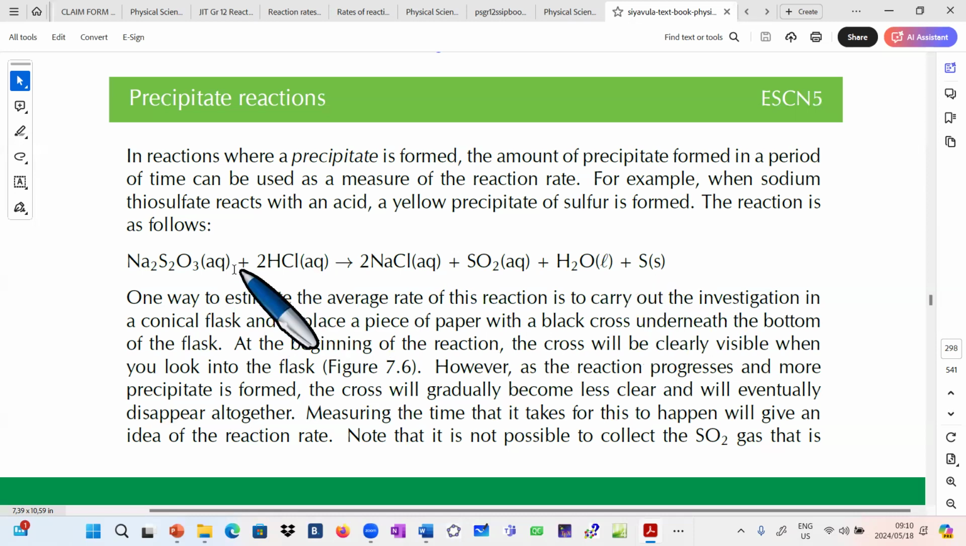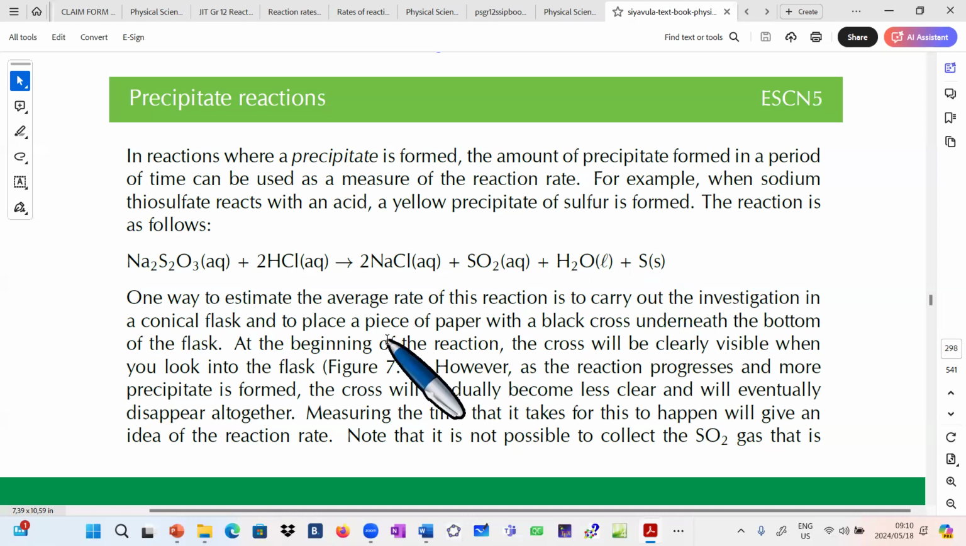So you take two substances, both in aqueous state, and you have sodium chloride in aqueous state, sulfur dioxide in aqueous state, water in liquid state, and also you have your sulfur as a solid.